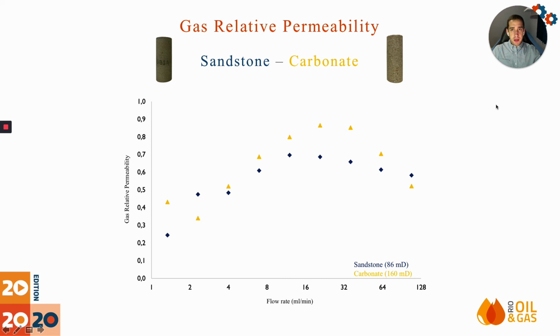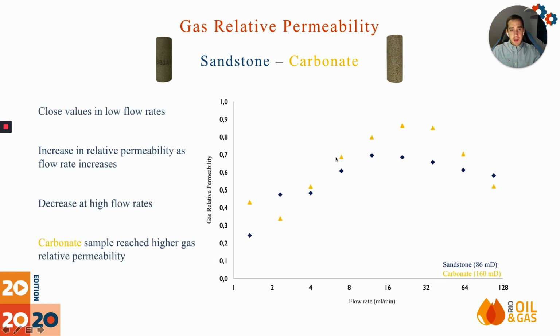So here we have the gas relative permeability for our rock samples. We have the sandstone in blue and the carbonate in yellow. We can see that at low flow rates we got very close values for both of them, and as we increase the flow rate we increase the gas relative permeability. That was because the condensate that was blocking the gas path vanished as we increased the pressure. And we see that at high flow rates we decrease the gas relative permeability, and we can see that the carbonate got higher values than the sandstone.